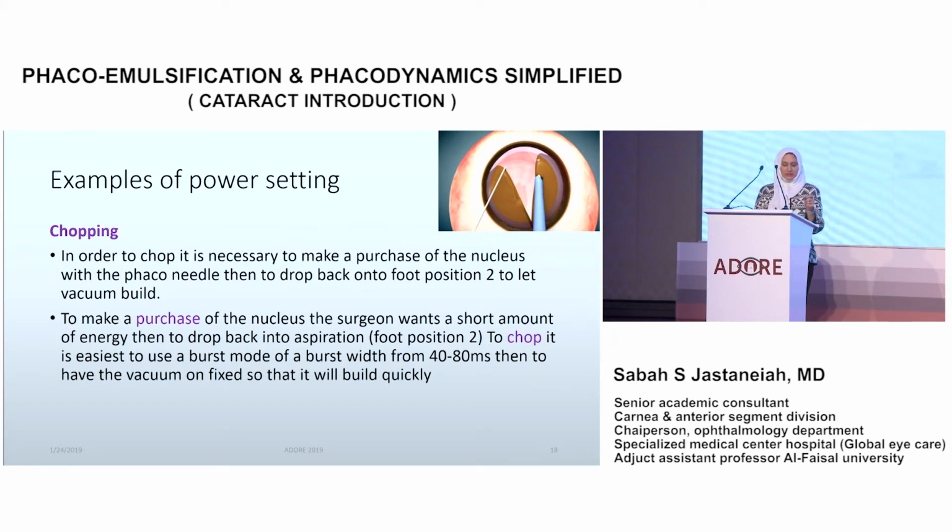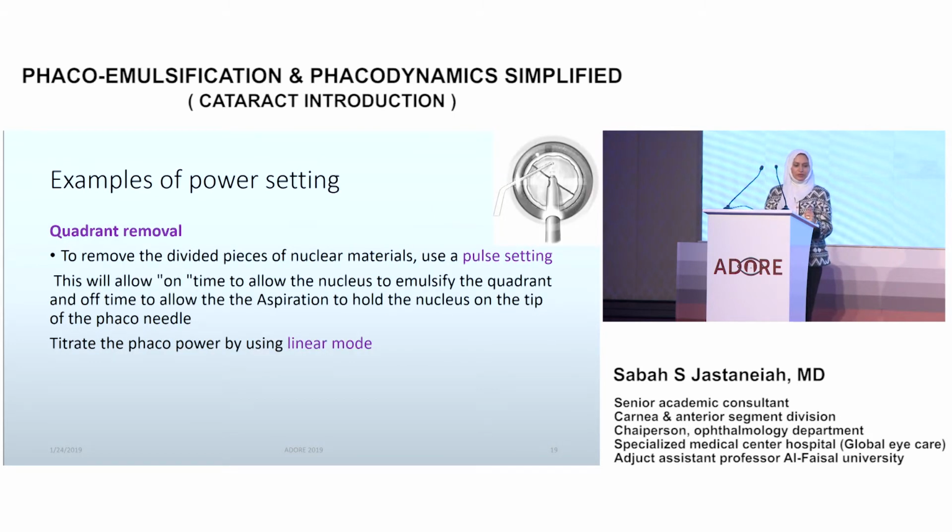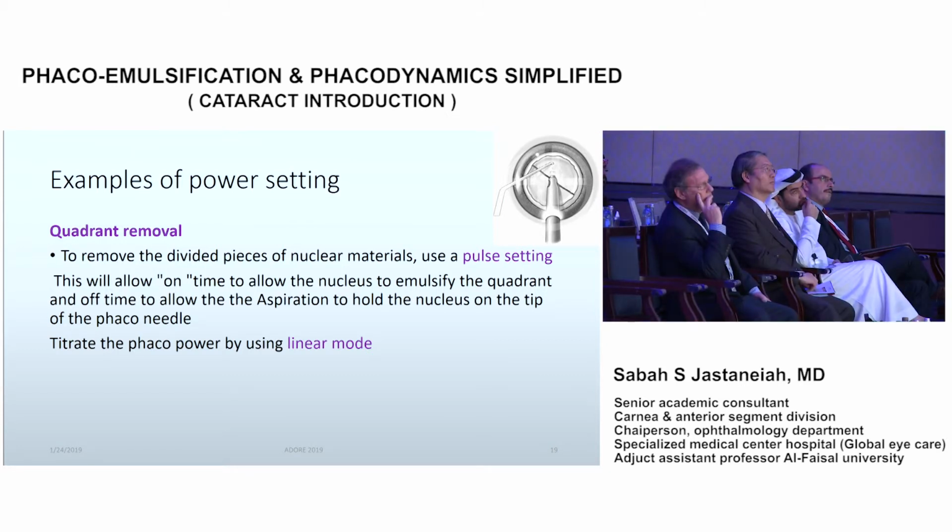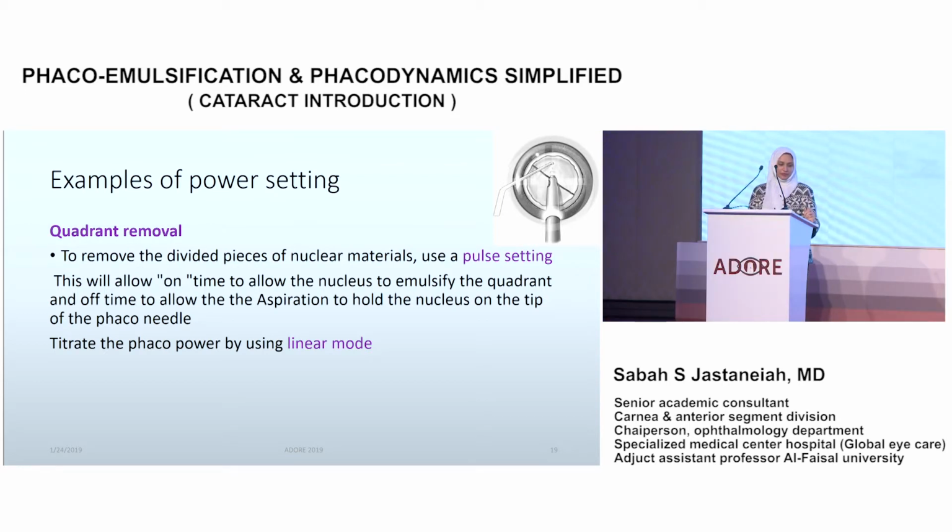Now, the importance here is you don't exert too much vacuum or too little vacuum. Too much vacuum will just eat up the piece sometimes without proper emulsification and may clog your system, and too low will not hold the piece in place. In quadrant removal, again, I use the linear pulse settings, and this will allow the nucleus to emulsify and the off time to help the aspiration to get the next piece into the tip of the needle of the phaco machine.